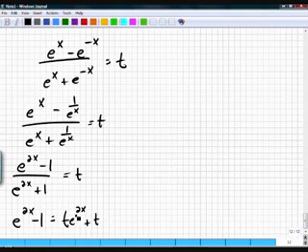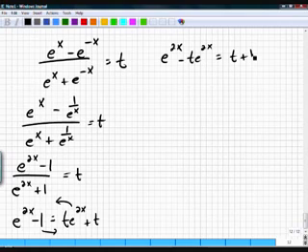Moving the stuff to the left side now. This one might not be as hard as the first one. I don't think it is. I'm going to move my te to the 2x to the left side. I'm going to move my minus 1 to the right side. So you have e to the 2x minus te to the 2x equals t plus 1.